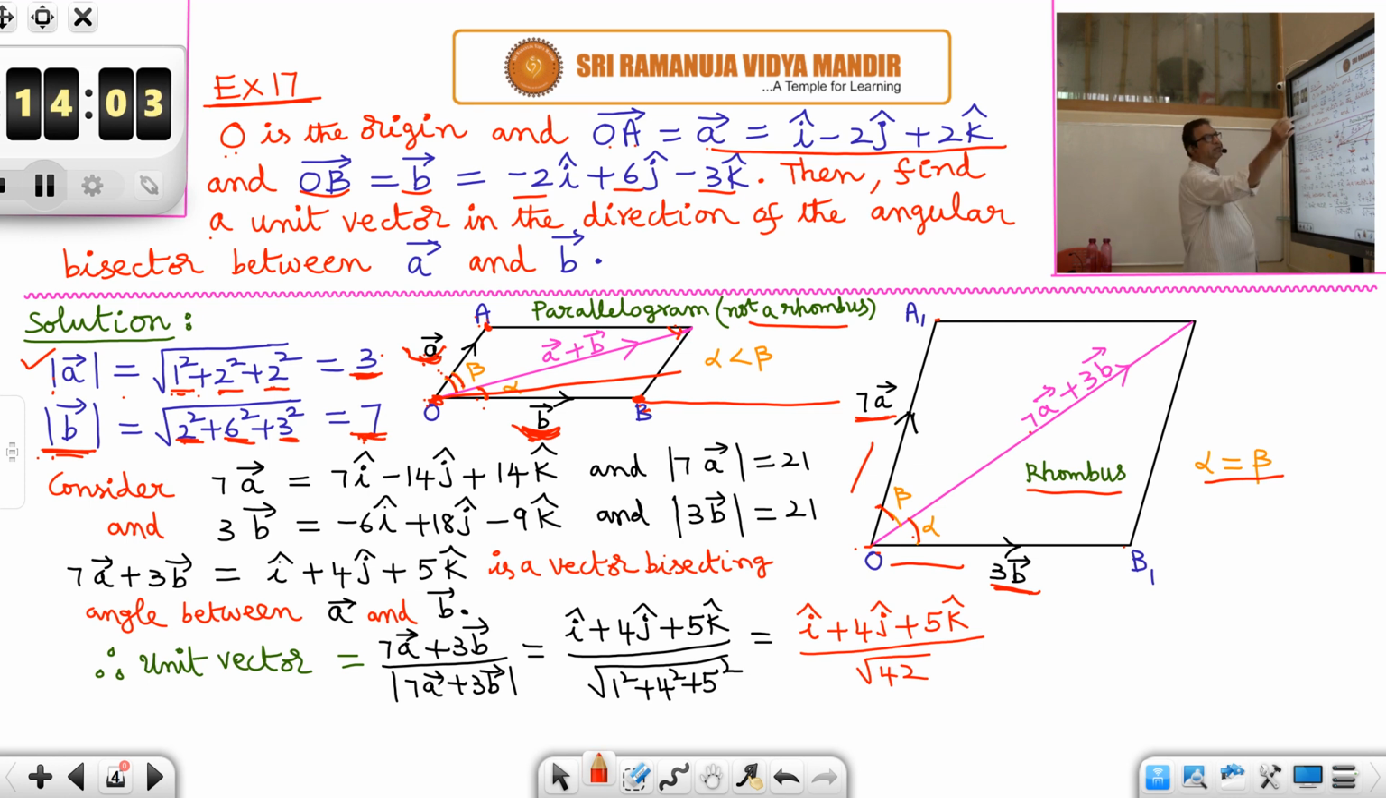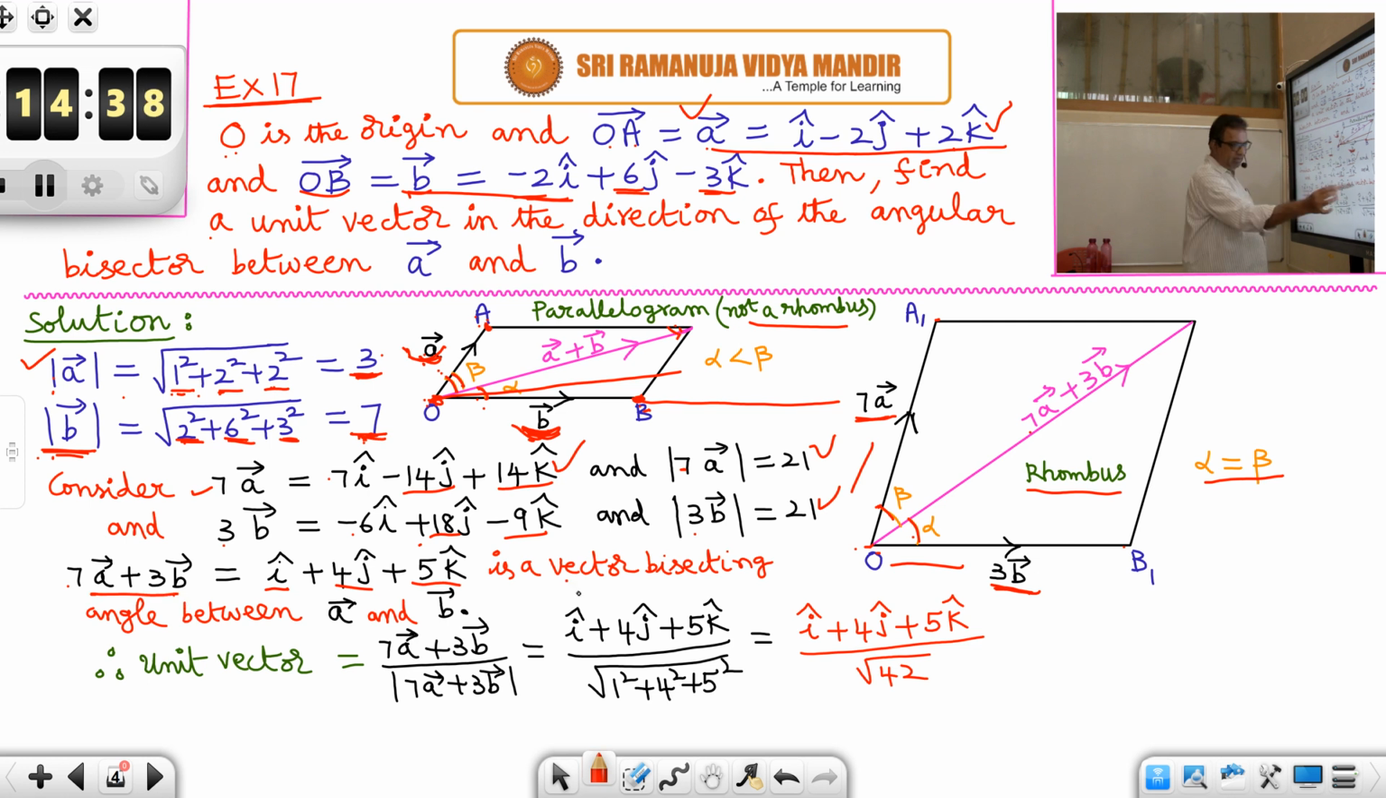So A bar is already given. I am calculating 7A bar. Just multiply this by 7. 7i minus 14j plus 14k is 7A bar. B bar is given, multiply B bar by 3. 3B bar is minus 6i plus 18j minus 9k. Now 7A bar and 3B bar have the same magnitude, 21 and 21. Add them. 7A bar plus 3B bar. Simply add these two: 7i minus 6i is i, minus 14j plus 18j is 4j, 14k minus 9k is 5k. So this is 7A bar plus 3B bar.